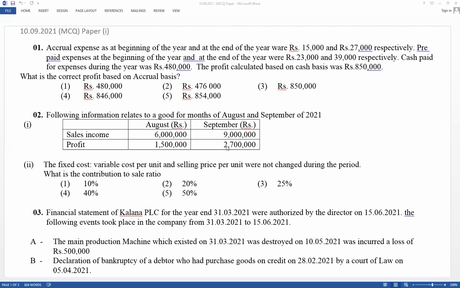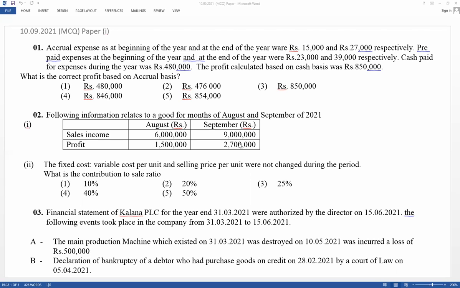Therefore, based on the behavior of the cost: when quantity changes, total cost changes, those are the variable cost. When quantity changes, total cost is not changed, those are called fixed cost. Therefore, very important, those are relevant for CVP analysis, cost, volume, and profit analysis.